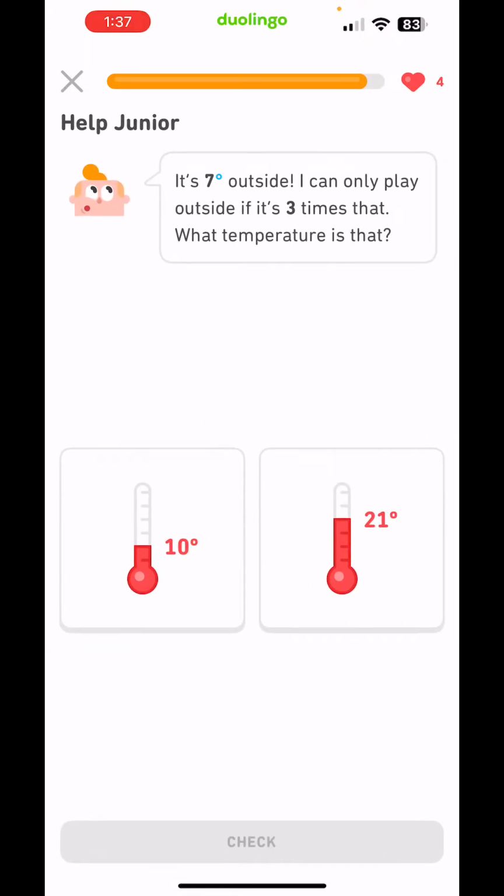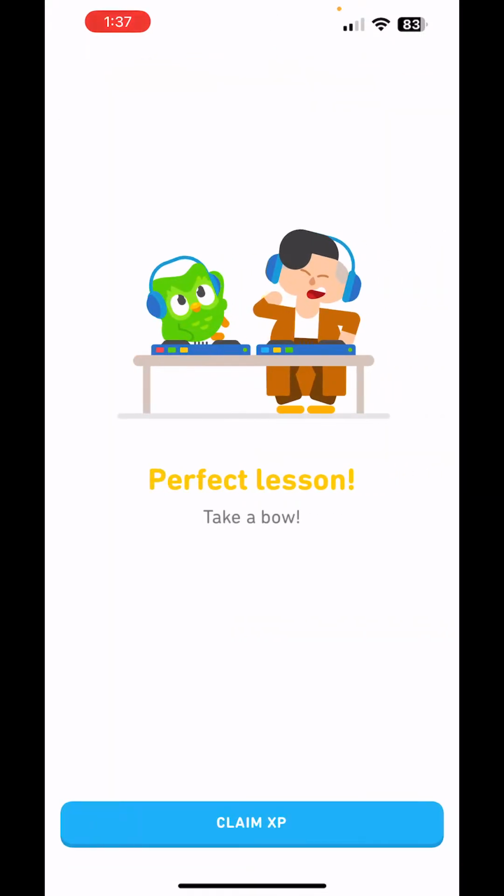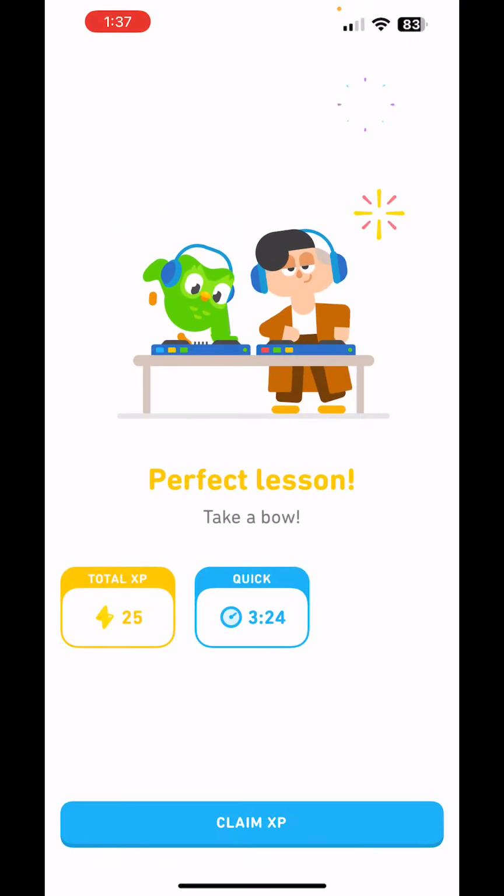All right, word problem. It's 7 degrees outside. I can only play outside if it's 3 times that temperature. What temperature is that? So to figure this out, we will do 7 times 3, which is 21. So the temperature would need to be 21 degrees in order for him to play outside. And just like that, we have another perfect score. So let's go ahead and collect our XP.